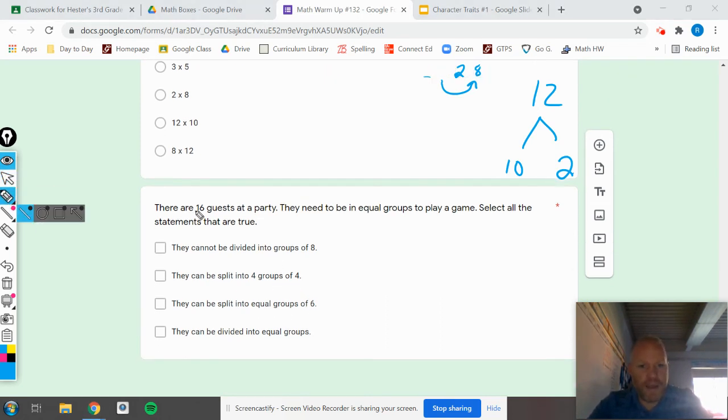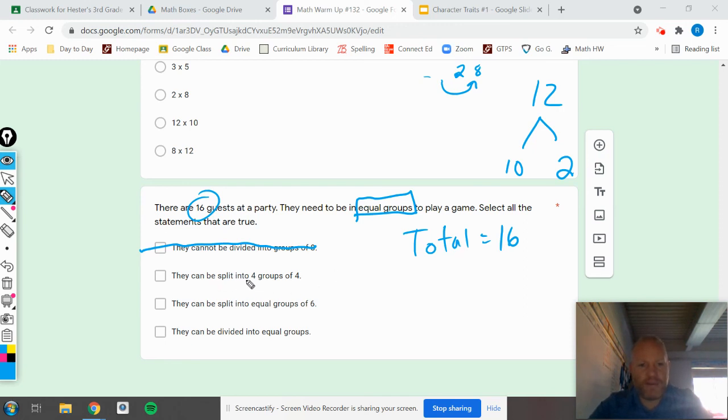And the last problem that we have is there are 16 guests at a party. So the total equals 16. They need to be in equal groups to play a game. So what do you need to do when you put them in equal groups? Select all the statements that are true. They cannot be divided into groups of 8. So can 8 go into 16? Yes, it can, so it's not that one.